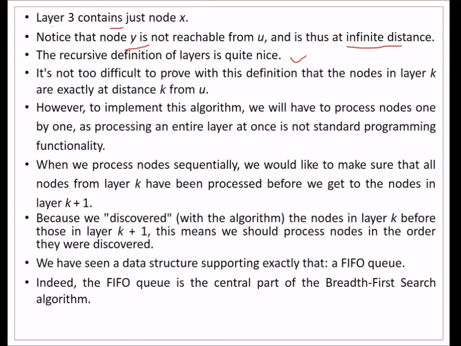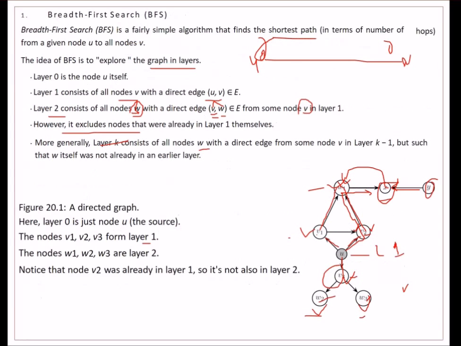So it has to go layer by layer. When we are trying to process nodes sequentially, we would like to make sure that all nodes from layer k have been processed before we get to the nodes in layer k plus 1. What I mean is that all of layer 0 needs to be processed if I wish to go to layer 1, and if I wish to go to layer 2, all of layer 1 has to be processed.